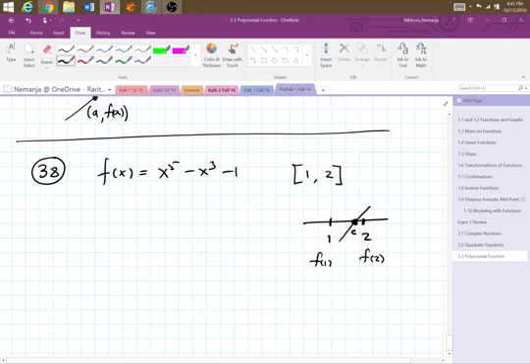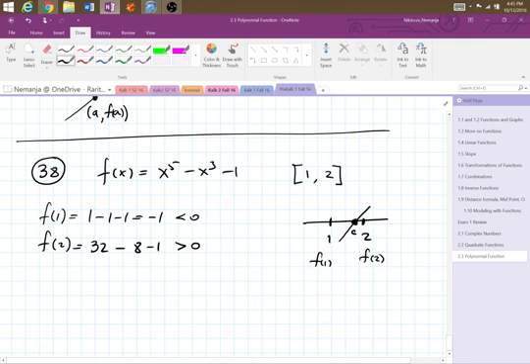So now, let's figure out f of 1. F of 1 is clearly 1 minus 1 minus 1, which is negative 1. And f of 2 is 2 to the 5, which is 32, minus 8 minus 1. I don't even need to compute. I see it's larger than 0, and this one is smaller than 0. So this is a confirmation that the root is between 1 and 2.